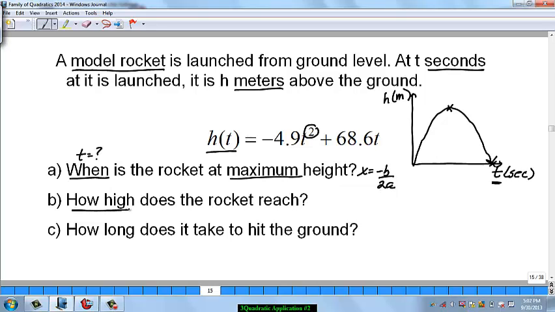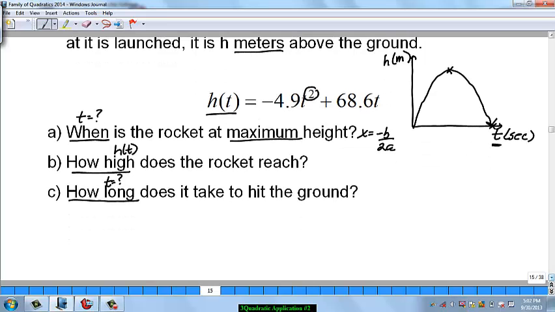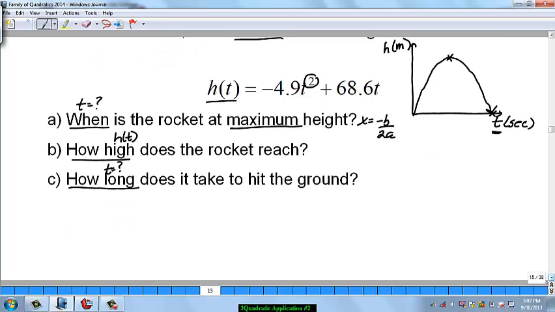How high does it reach? In this case we're looking for the height. And how long does it take to reach the ground? So again, you're looking at time. Alright, so let's go through and do each one. And I know you have a slide at the bottom where you can fill all this in. So I'm going to start doing the work here.